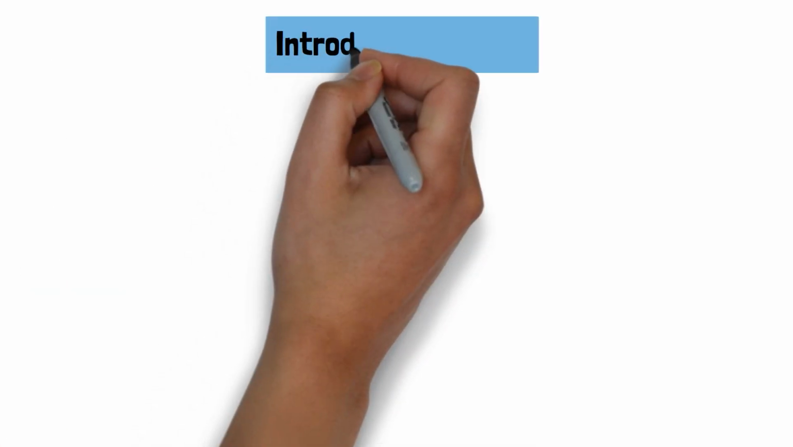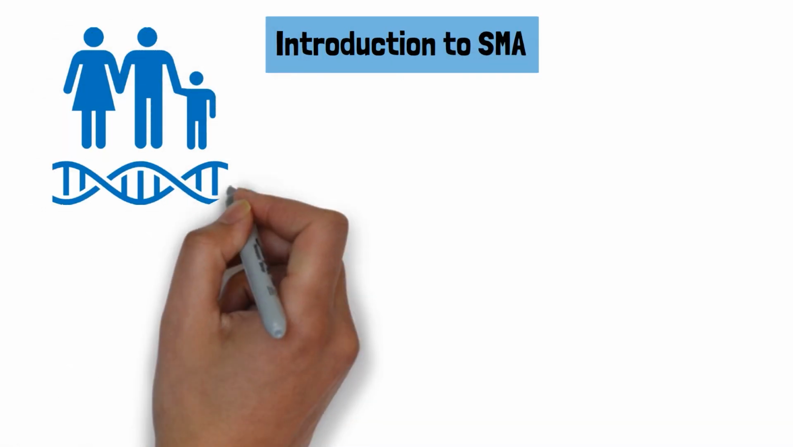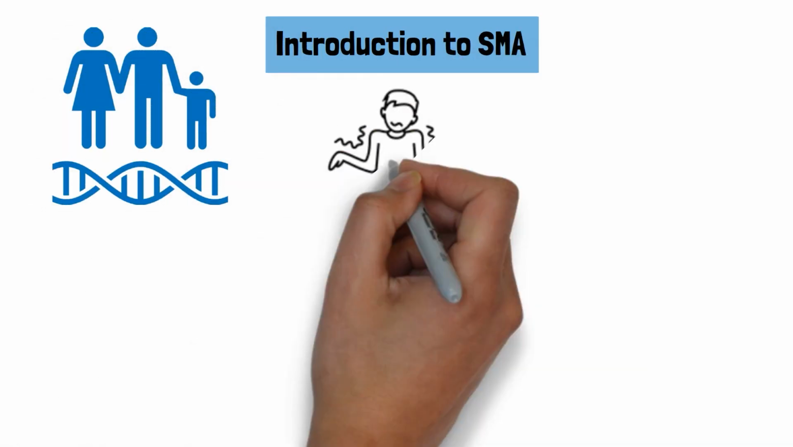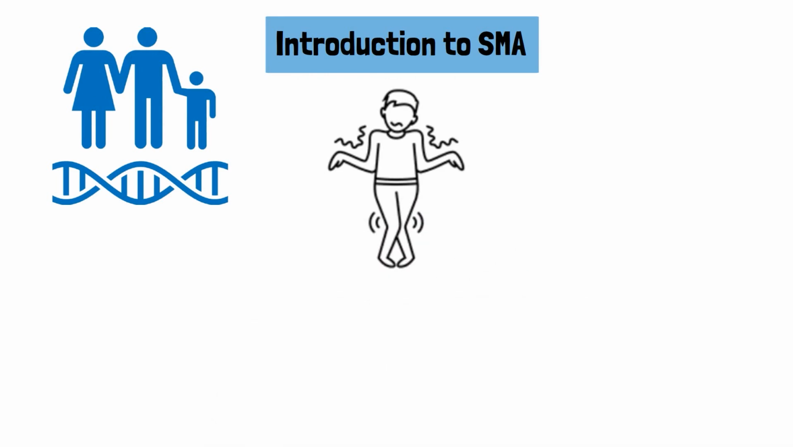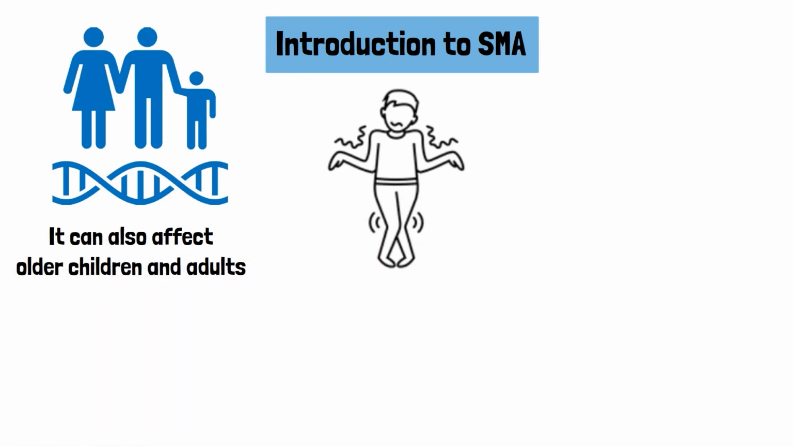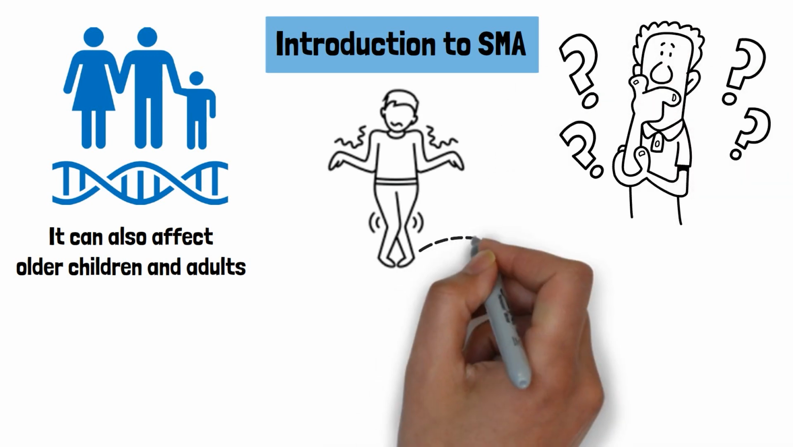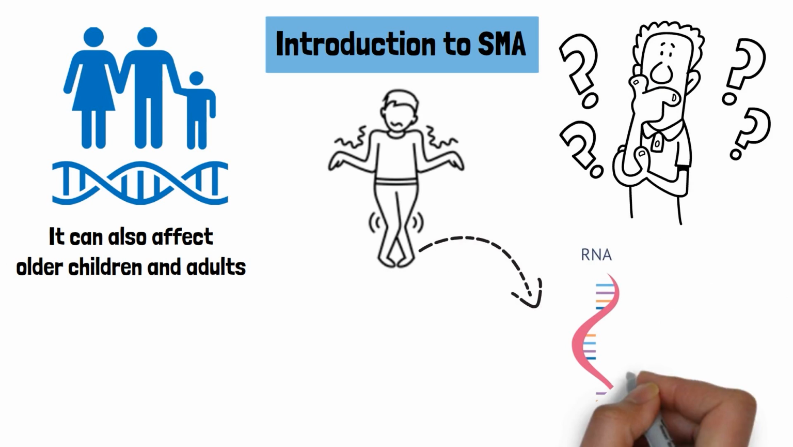Introduction to SMA. Spinal muscular atrophy is a genetic disorder that primarily affects the muscles used for movement. It's one of the most common genetic causes of death in infants, but it can also affect older children and adults depending on the type. But what exactly causes SMA? To answer that, we will need to look at the genetics behind this condition.